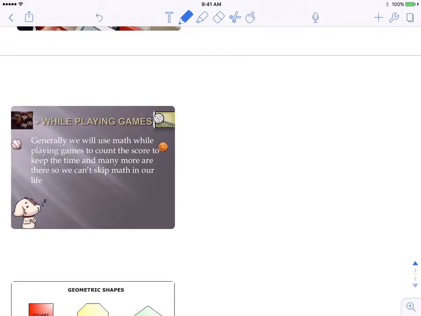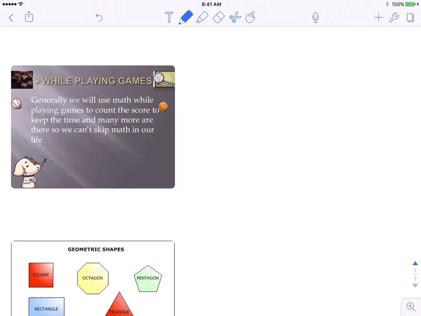Next, whenever you play video games, how many of you play video games? Whether it's on your phone, your PlayStation, Xbox, computer, or online, we use math to keep count. We use math to tell how much time we have left. We use math to keep score. We use math to see how many points we need to beat the other team. We always use math. If it's either a physical game or a game on the computer, we always use math.